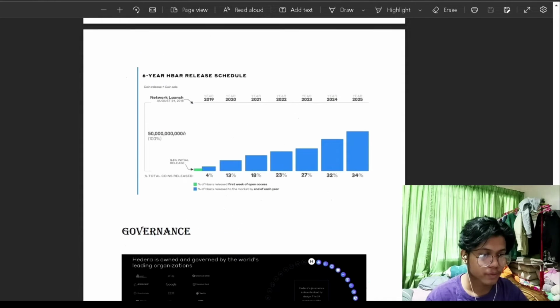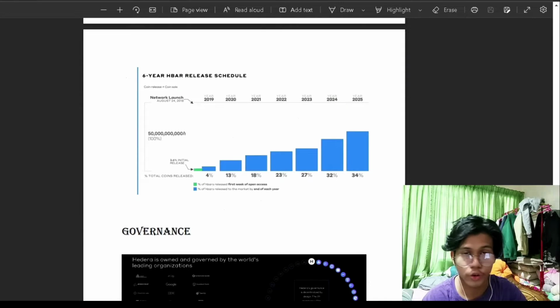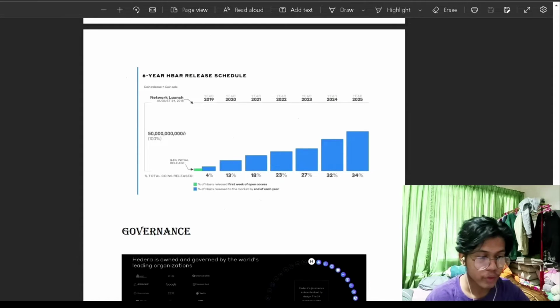Alright, so after that I put an image for the HBAR release schedule. This is also important. You must understand the selling pressure of the crypto that you invest in. You can see right here, 2019 until 2095, how the token will be released, 34% by 2035, and that is the last part of the token that will be released, which means HBAR is targeting that they will succeed and actually be used in real business by 2035. We have 3 more years for that.